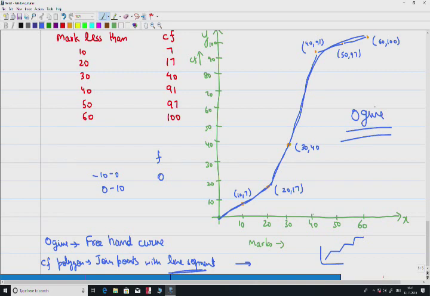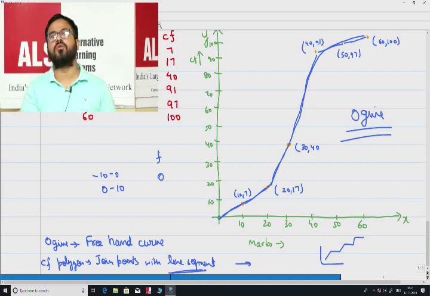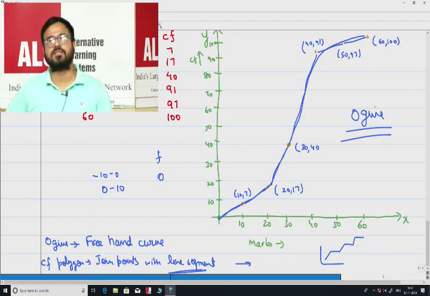Any other doubt, Itanagar? And make sure of one thing: if they are asking you to draw both of them, then you have to draw both of them. Marks will be divided in that way also. Like if they are asking to draw an ogive only, then you can draw one. If they are asking to draw an ogive as well as the frequency polygon, then you have to draw both of them. Simple as that.